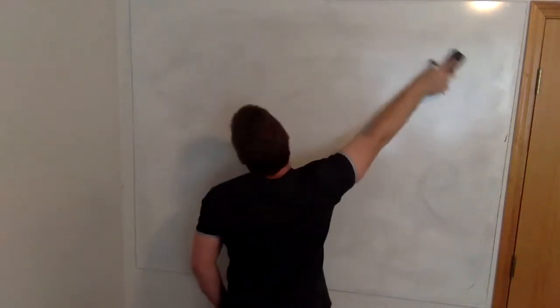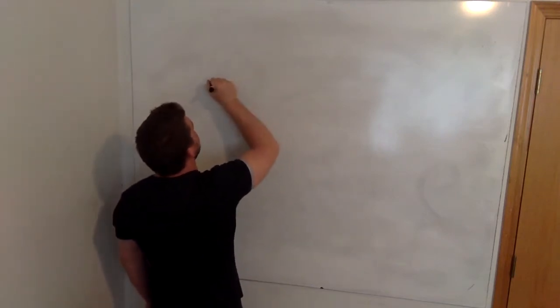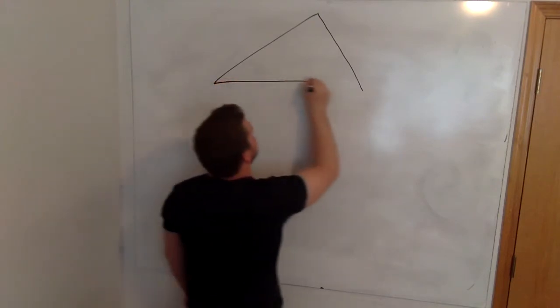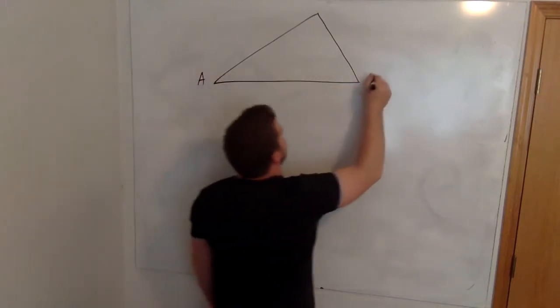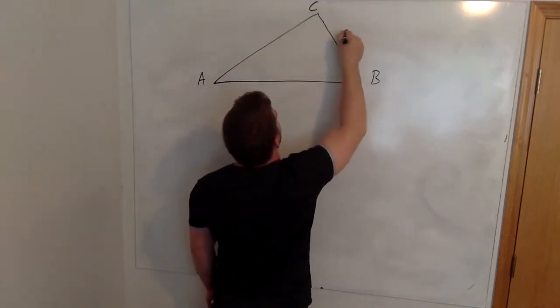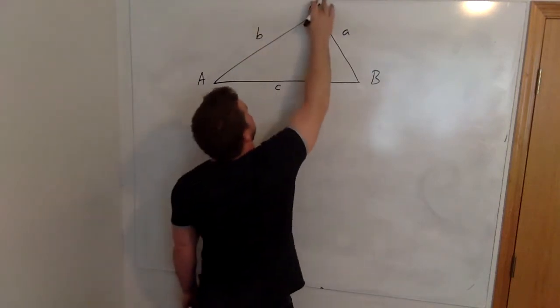What we're going to do is mainly play around with our right triangle stuff on a non-right triangle. So you'll see what I mean here. Let's draw a general triangle. This is angle A. This is angle B. We'll call this here angle C. This will be side length A. This will be side length B, and this will be side length C.